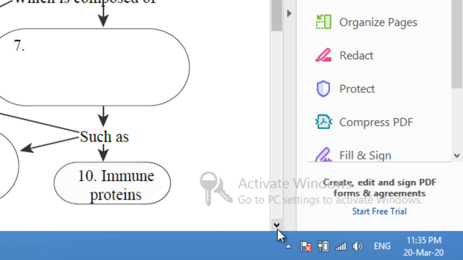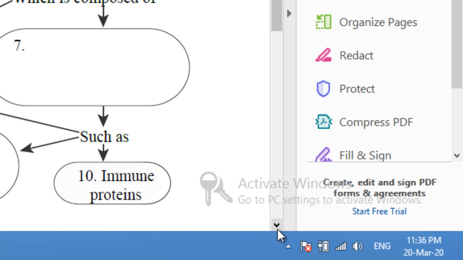Okay, let's start with 1. Yes, it's red blood cells. And 2. Yes, it's white blood cells. And 3. It's platelets. So the 4 components are red blood cells, white blood cells, platelets, and plasma.